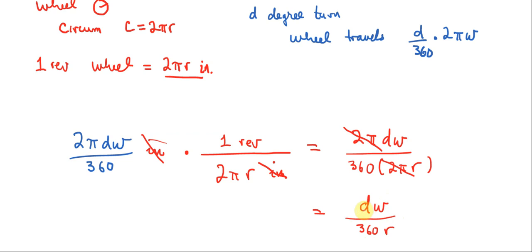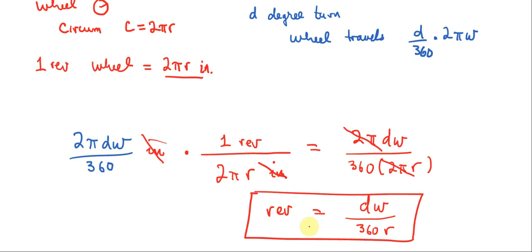So D is the degrees that we have to rotate, W is the width of the car, and R here is the radius of the wheel. And so the number of revolutions that we need to rotate can be expressed as follows.